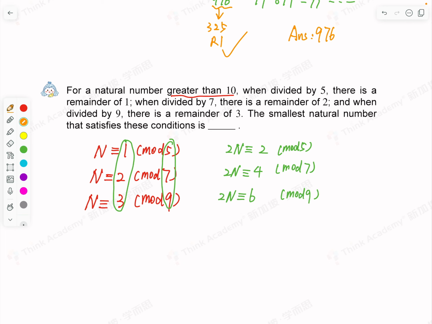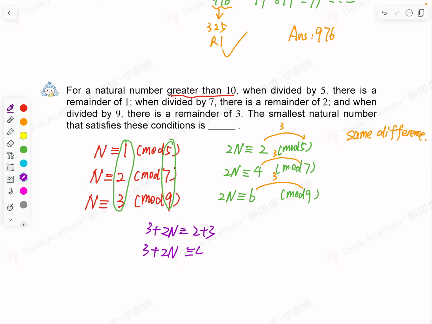So this time you can find 2 and 5, the difference is 3. 4 and 7, the difference is 3. And 6 and 9, the difference is 3. So that means we have the same difference, so I can every time plus 3. So 2n plus 3 is congruent to 2 plus 3, 4 plus 3, and 6 plus 3, mod 5, mod 7, and mod 9.